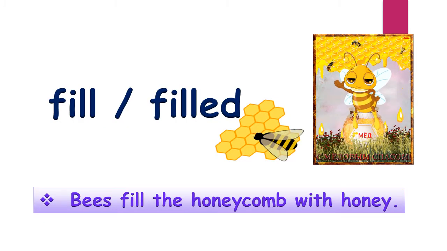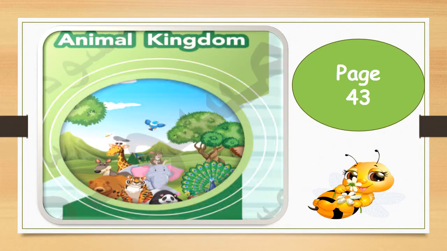The next word is fell. Fell is a verb. The present of this verb is fell, and the past is felt. For example, bees fill the honeycomb with honey. Okay? Now, open your student's book, page 43.